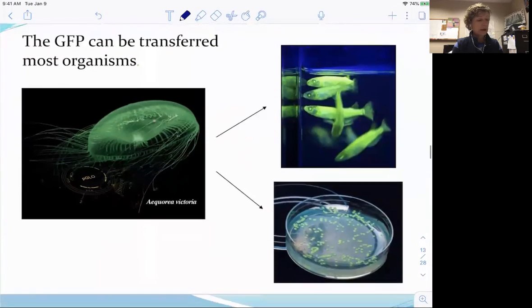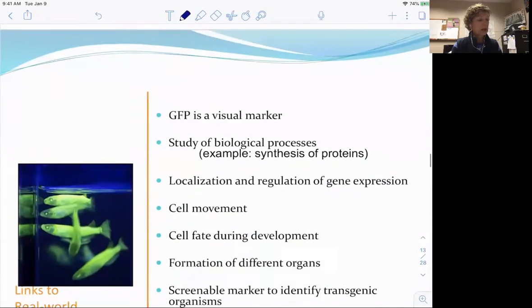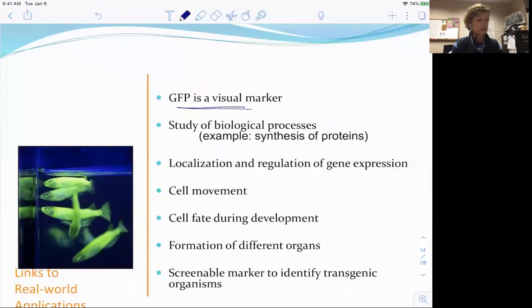So this has been applied to a lot of organisms. We're going to apply it to bacteria and make glowing colonies. You could put this in a variety of organisms. You can put it in fish. It's been put into plants. It's been put into almost anything that you might imagine. So it's a visual marker. We can use it to follow biological processes. We can localize genes. We can watch cells move.